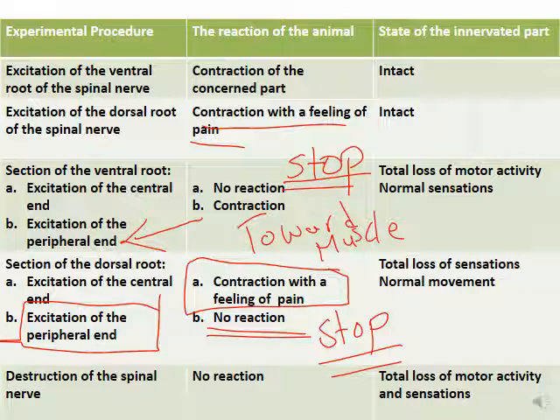Okay? While in the last experiment, we had total destruction of the spinal nerve. So we destroyed the spinal nerve, there is no reaction, and we have total loss of the motor activity. What does this mean? This means that the spinal nerve has a mixed function. It has both the sensory function and the motor function.